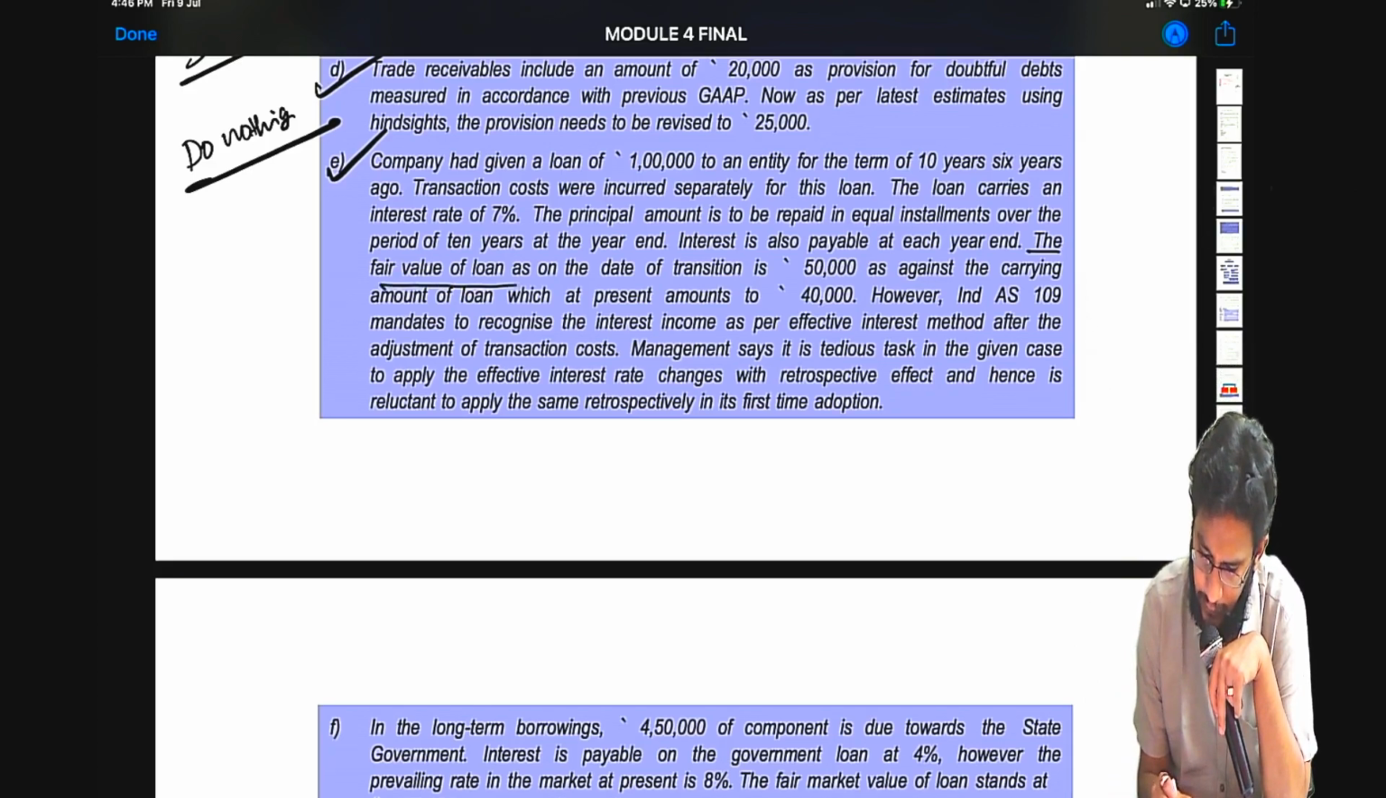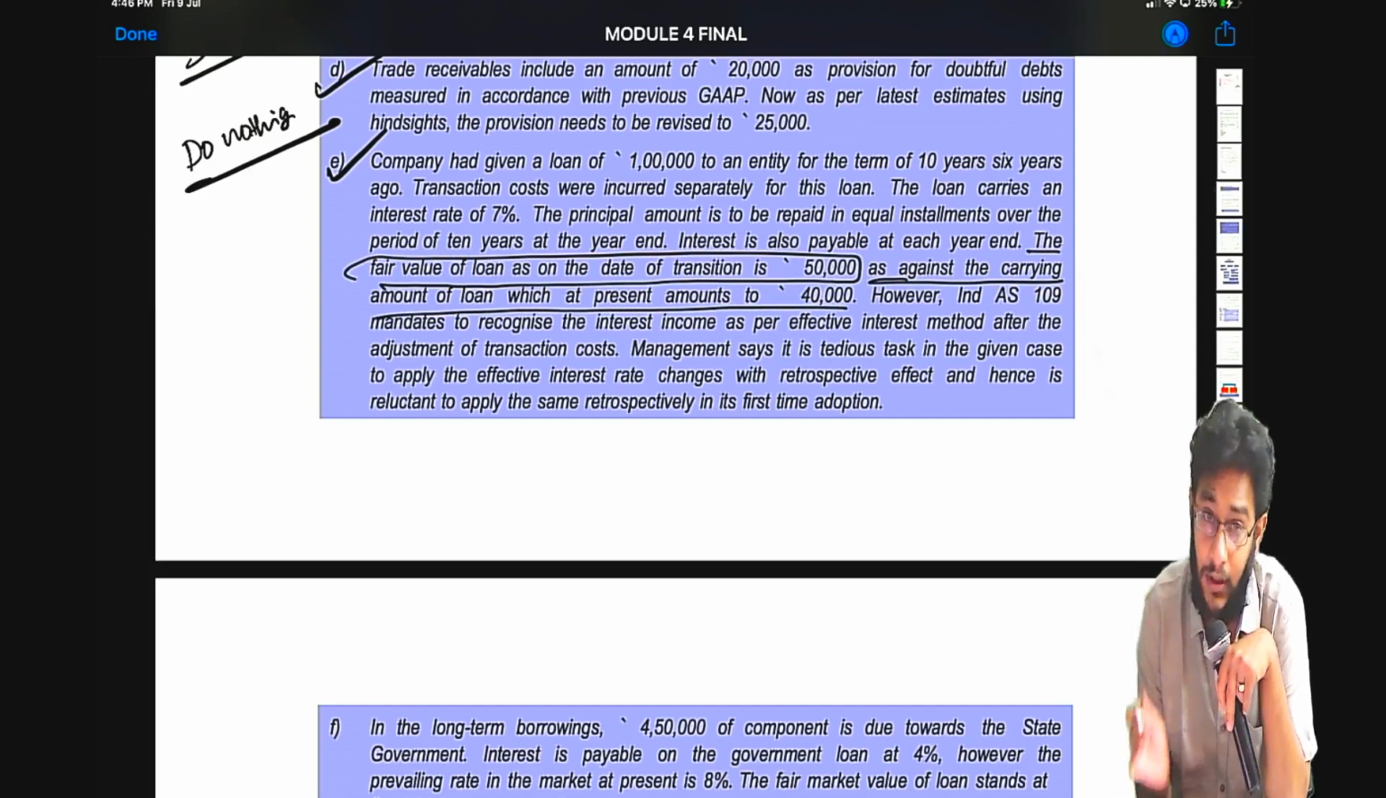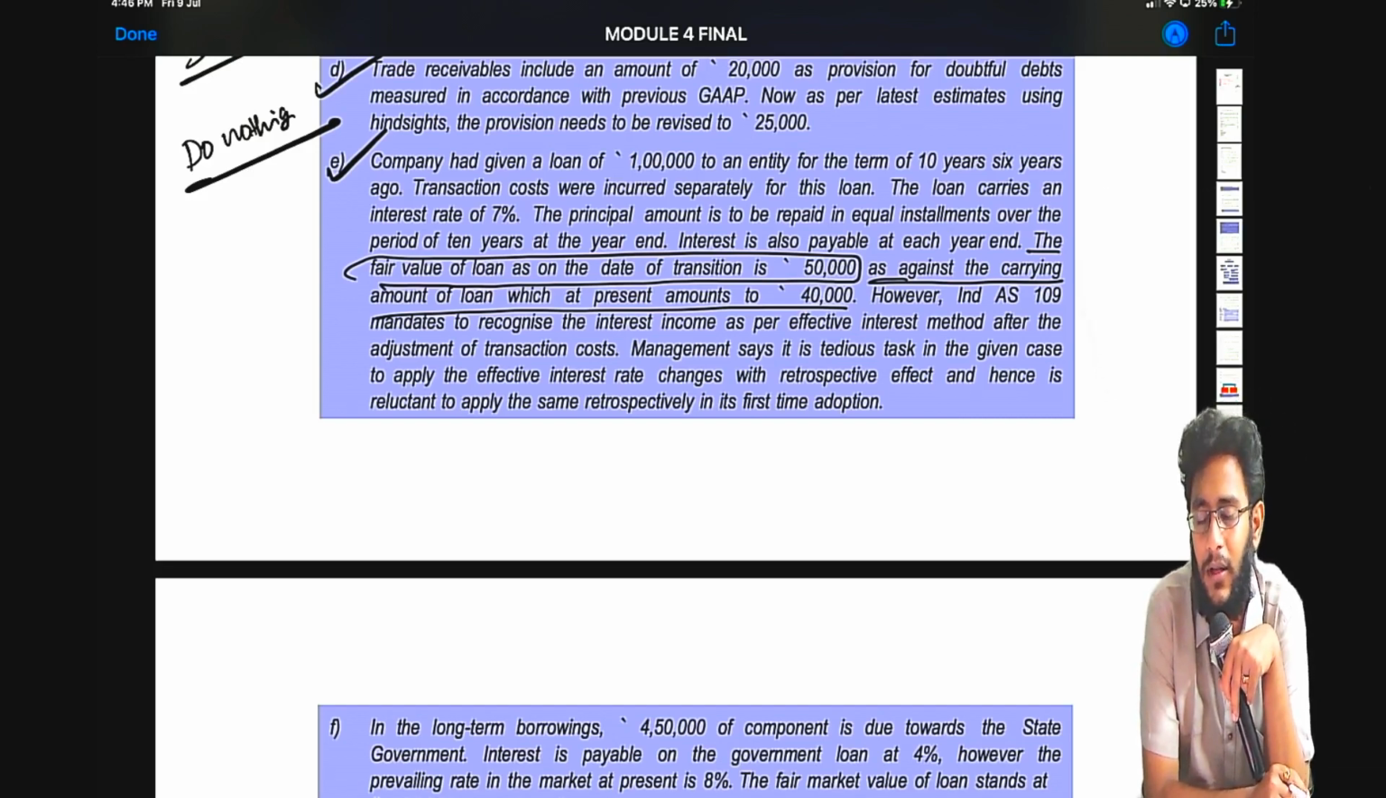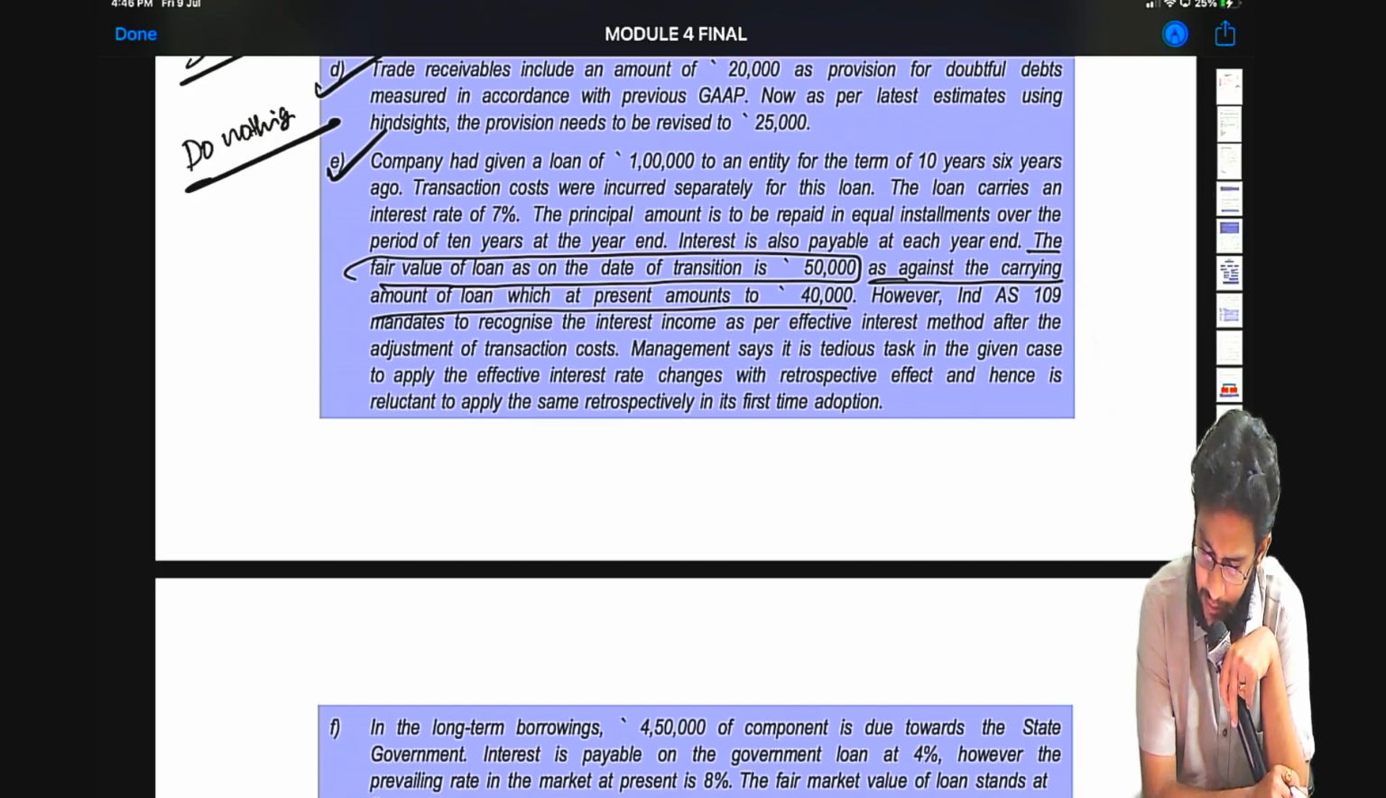The fair value of the loan at the date of transition is 50,000 as against the carrying amount of the loan, which presently amounts to 40,000. So obviously the carrying amount we know, but the fair value of the loan as on today is 50,000. However, Ind AS 109 mandates to recognize the interest income as per EIR after the adjustment of transaction costs. Management says it is a tedious task in the given case to apply EIR with retrospective effect, and hence it is reluctant to apply the same retrospectively in the first time adoption.